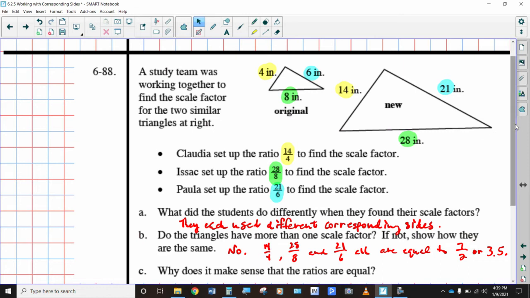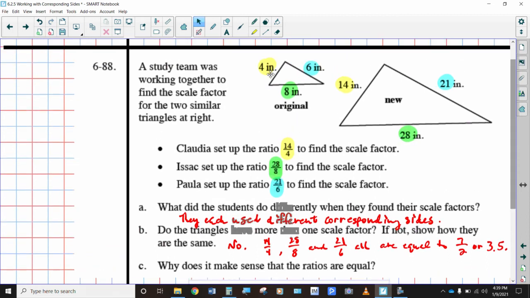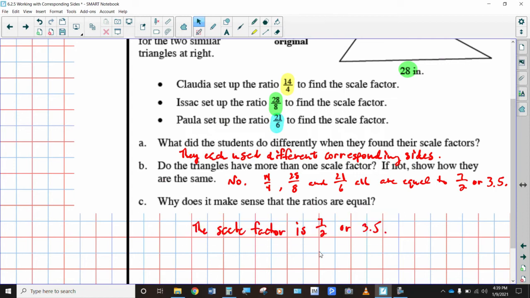So that kind of tells you that it doesn't really matter which side we go with, right? To find the scale factor, if we know for a fact that these two triangles are similar, then every single set of corresponding sides are going to be proportional according to a common multiplier or scale factor. So why does it make sense that the ratios are equal? Well, it's because the scale factor is the same. There's one scale factor that applies to this situation. And so whatever set of corresponding sides you use is always going to reduce down to that scale factor.